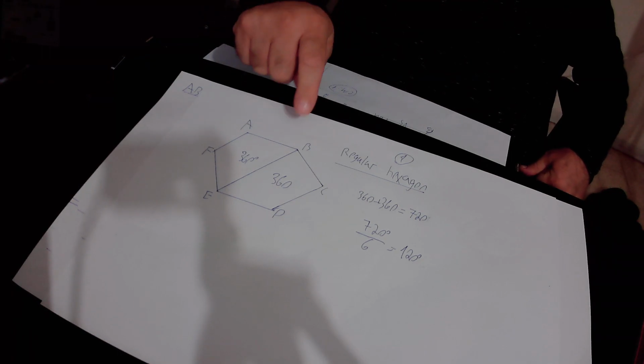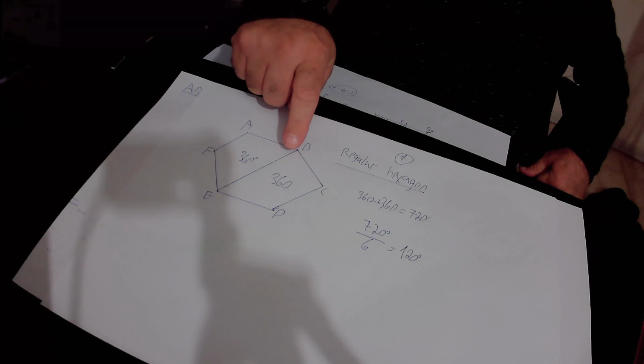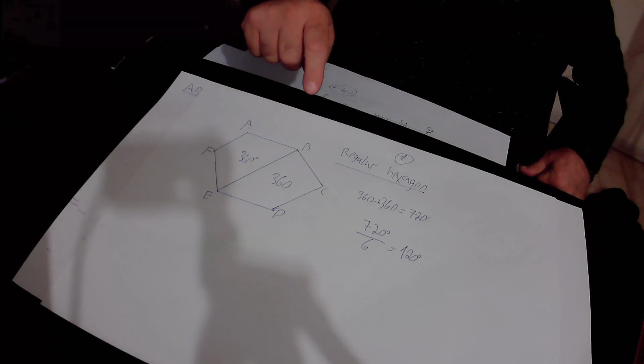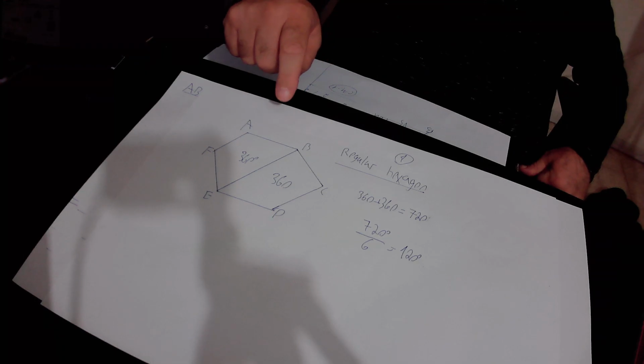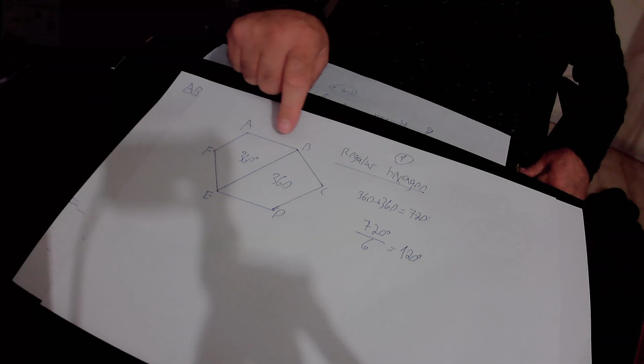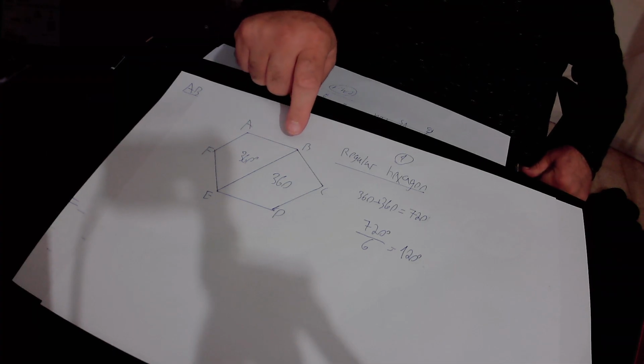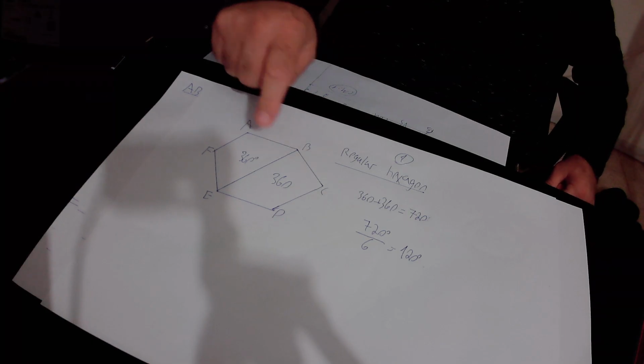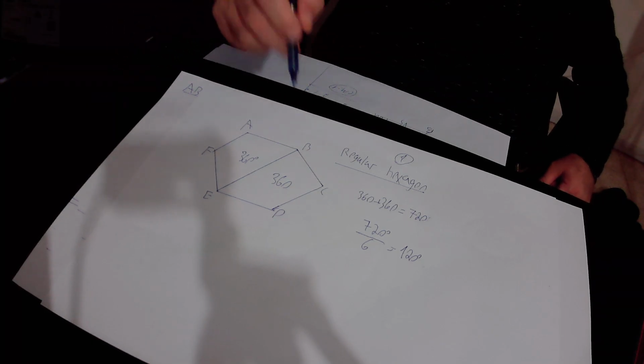By joining points B and E, we created quadrilateral ABFE and quadrilateral BEDC. You know that the sum of the angles in a quadrilateral is equal to 360 degrees, therefore the sum of the angles in quadrilateral ABFE is 360 degrees, and the sum of the angles in quadrilateral BECD is also equal to 360 degrees.